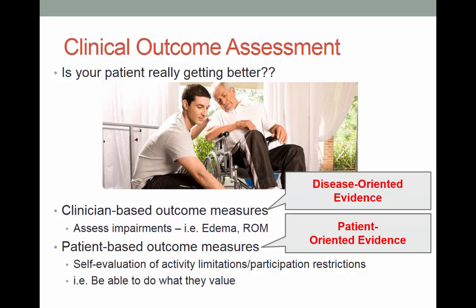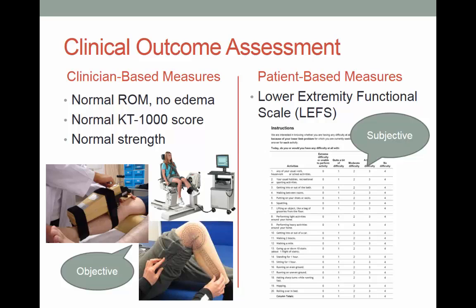These are important because they allow for a patient and a clinician to determine what the patient values, what is important to them, and why are they trying to get better, and what do they want to be able to do. Patient-based outcomes are sometimes referred to as patient-oriented evidence. Some additional examples of both measures. Examples of clinician-based measures would be a normal range of motion with no edema, normal KT-1000 score, or normal strength. An example of a patient-based measure would be the lower extremity functional scale.